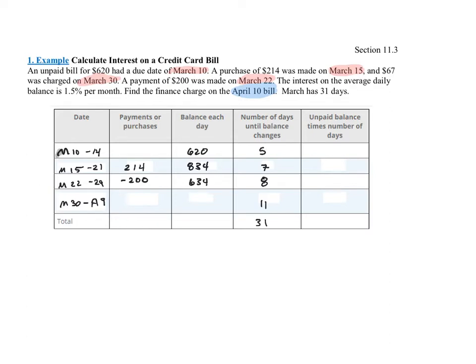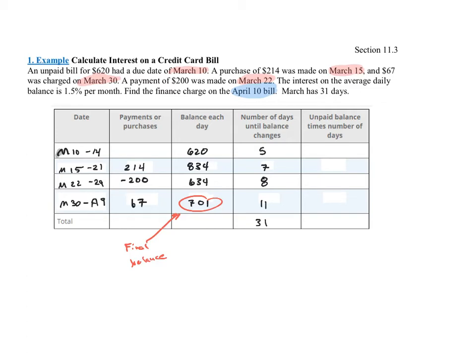Look at March 30th, and there was a purchase of $67 made. Adding $67 to my balance would be $701. So again, this is my final balance right here. This is how much money that I actually owe on my credit card. That's my final balance. So when they send a statement, it's going to be that $701 plus whatever that finance charge is. So how do we find out what that finance charge is? Well, we need to add up the balance for every single day and then divide it by 31, the number of days in the billing period.